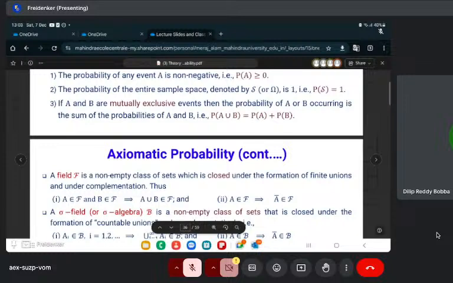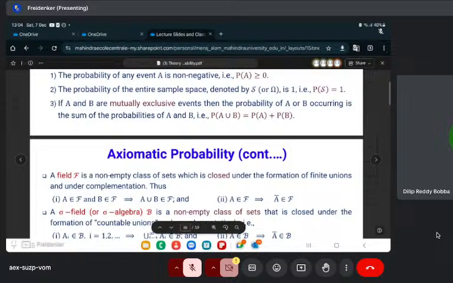So one question: if two events are mutually exclusive, does it mean they're independent? The answer is no. If two events are mutually exclusive, then they're dependent. Because see, if today is Monday, it can't be Sunday. So there is this sort of a dependence. So mutually exclusive events are dependent. And if two events are independent, then they can't be mutually exclusive.